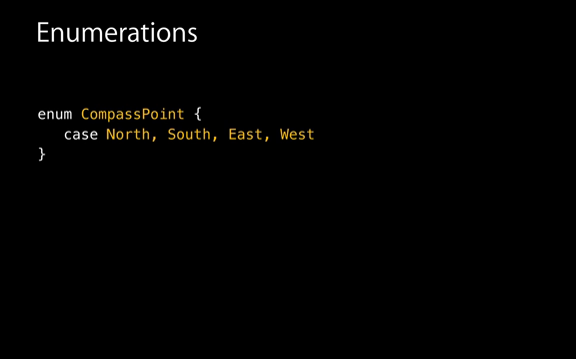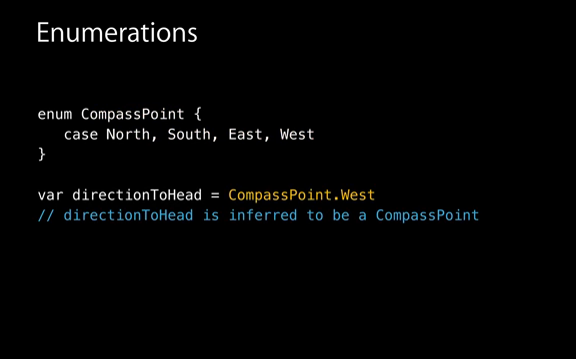So how do I work with them? Let's create a directionToHead. It's a variable. I'm going to maybe change that in the future. And I'm going to set it to compassPoint.west. The compiler will then say, oh, it's a compass point. So it knows that directionToHead is a compass point. Let's say I'm following some directions and I change direction. I want to head east. How do I say that? Well, because the compiler knows that it's a compass point, all I have to say is change that to east, which is .east in this example.